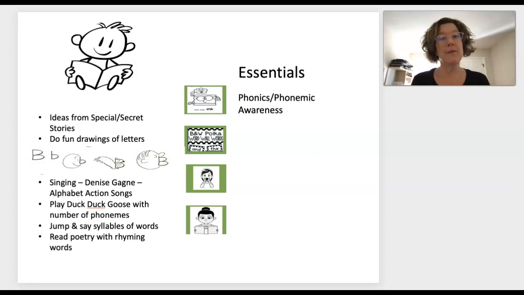Again, we're trying to think of some fun ways to teach phonics. They can also jump the syllables of a word. If you have thunderstorm, thunder-storm, and then they jump, and it wears them down a little bit. Plus, they get the idea of your phonics focus. You could also read poetry with lots of rhyming words. Kids love poetry, and rhyming words are such a great way to teach phonemic awareness. So find some kids' poetry and read that out with lots of rhyming words in there. Again, just a few ideas to get you spinning.